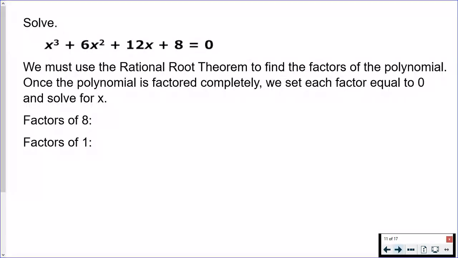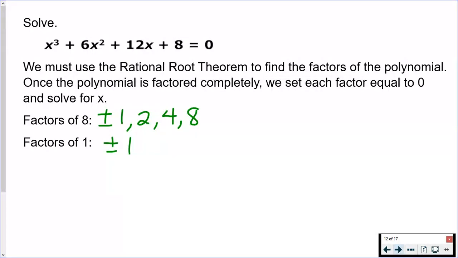What you do is you list positive and negative factors of 8. So all numbers that go into 8. And my leading coefficient is just 1. And so the only factors of 1 are positive and negative 1.